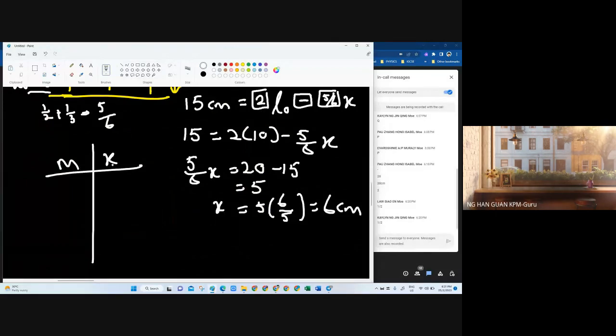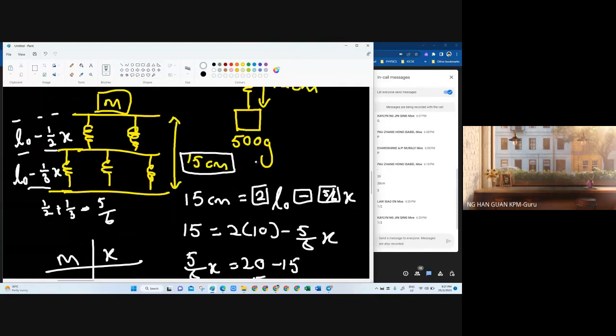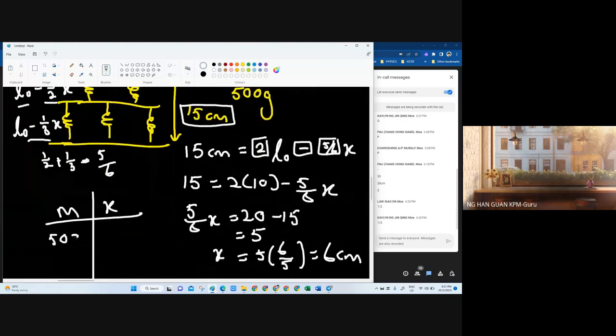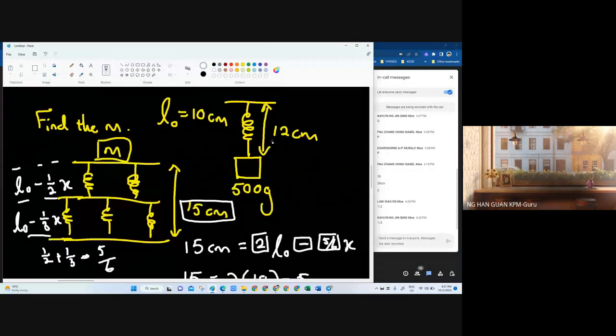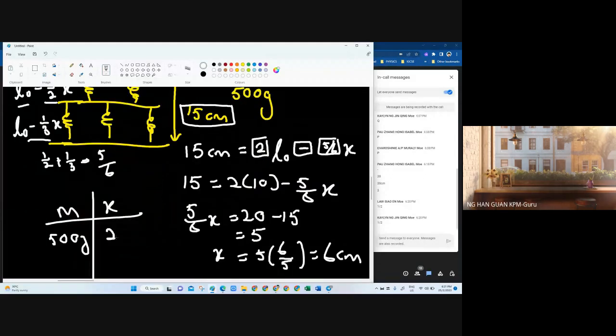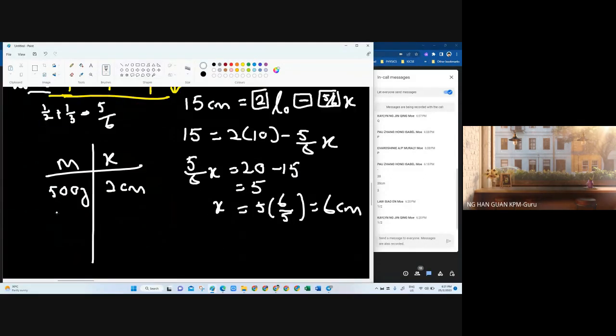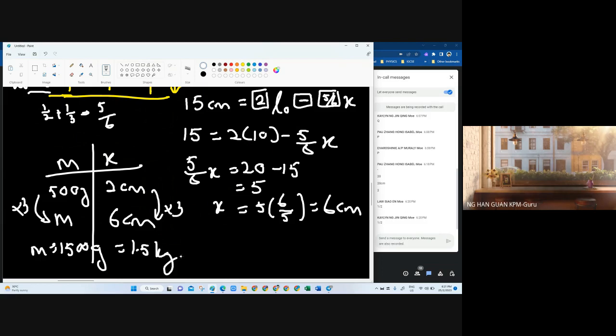Mass and extension. Originally, it tells us every 500 gram will make the extension 12 minus 10, which is 2 centimeter. So now with the m, we don't know, but the extension is 6 centimeter. So from here, we know that it's going to multiply by 3, 2 becomes 6. So 500 gram also is going to multiply by 3. So then m will equal 1,500 gram, or equal to 1.5 kilogram.